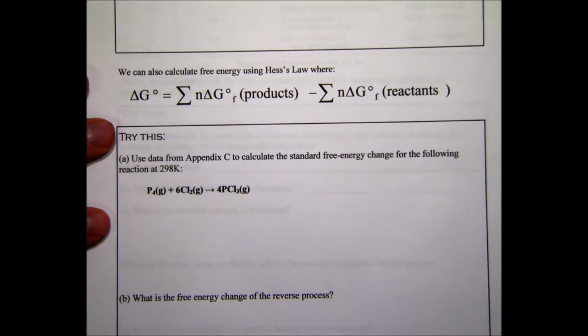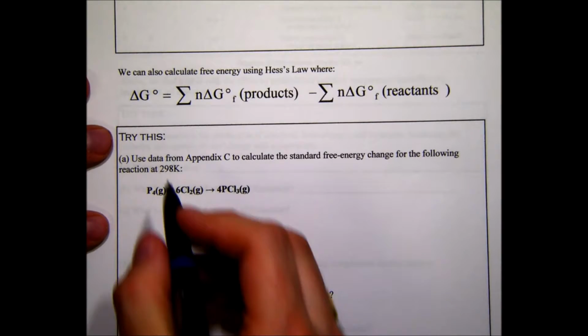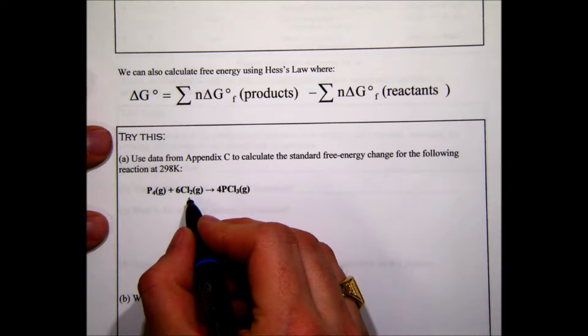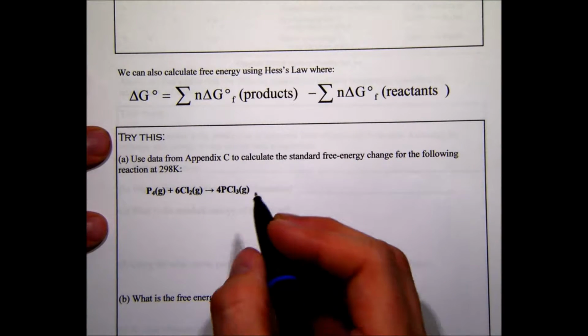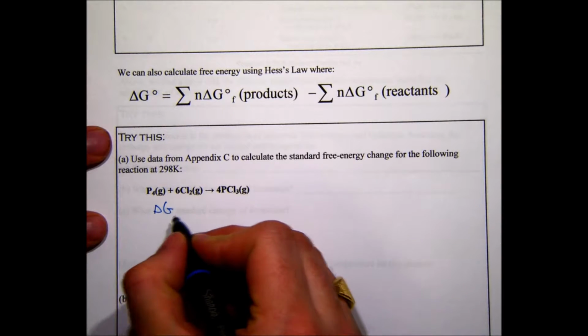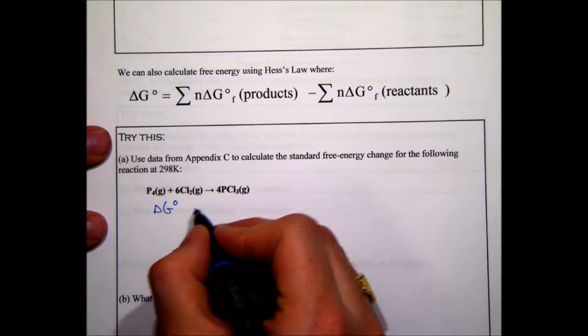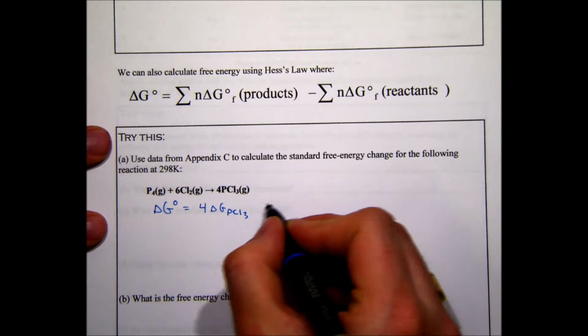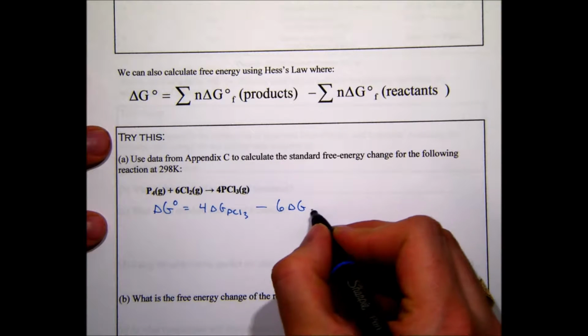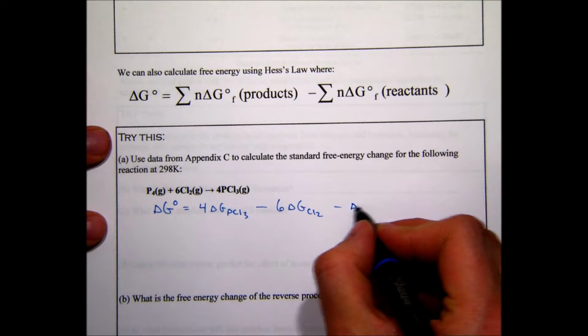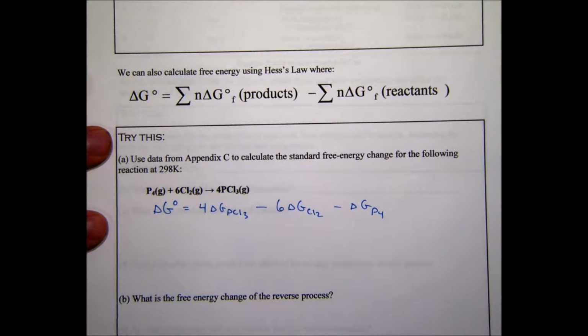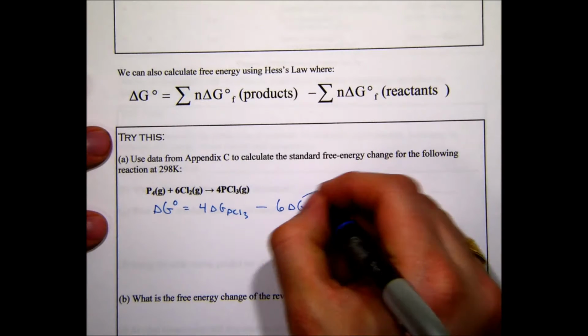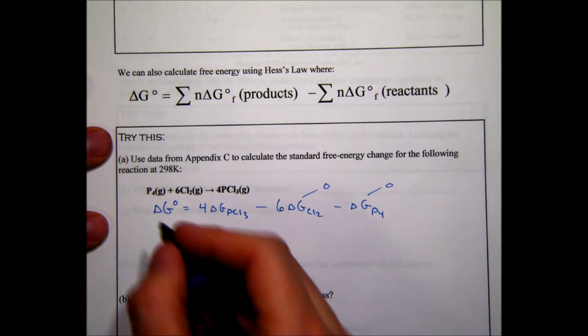Next up, we can use Hess's law to actually do this as well. So we can always use the appendices in the back of your textbook to do these calculations. So we have P4 gas and 6 moles of chlorine going to 4 moles of PCl3. So the standard Gibbs free energy change is equal to 4 times the free energy change of PCl3 minus 6 times the free energy change of Cl2 minus the free energy change of P4. So the free energy change of elements in their standard states is equal to 0. So those two are actually equal to 0.